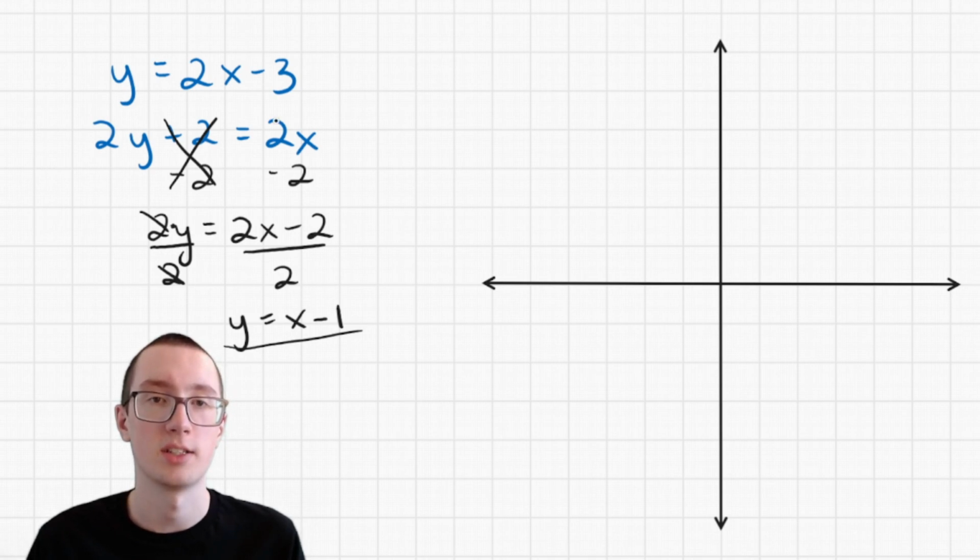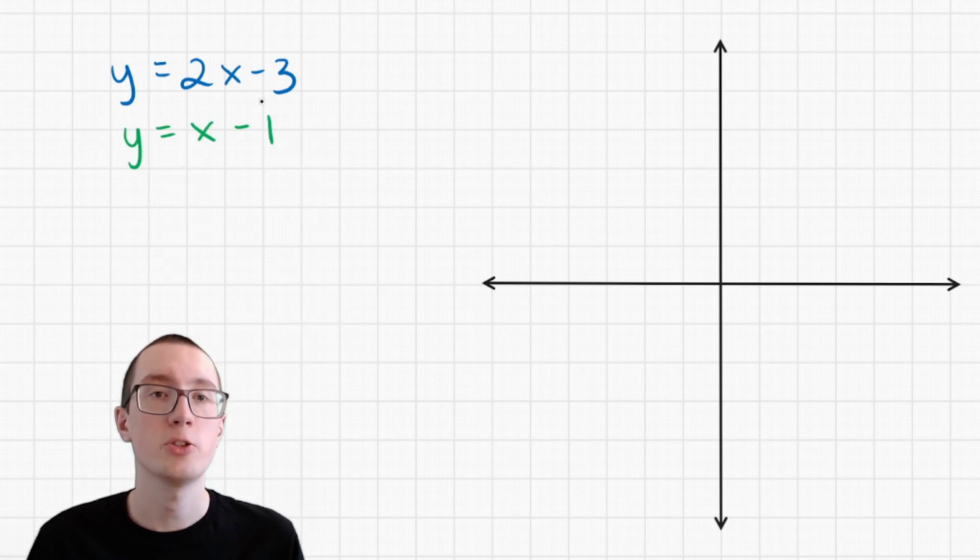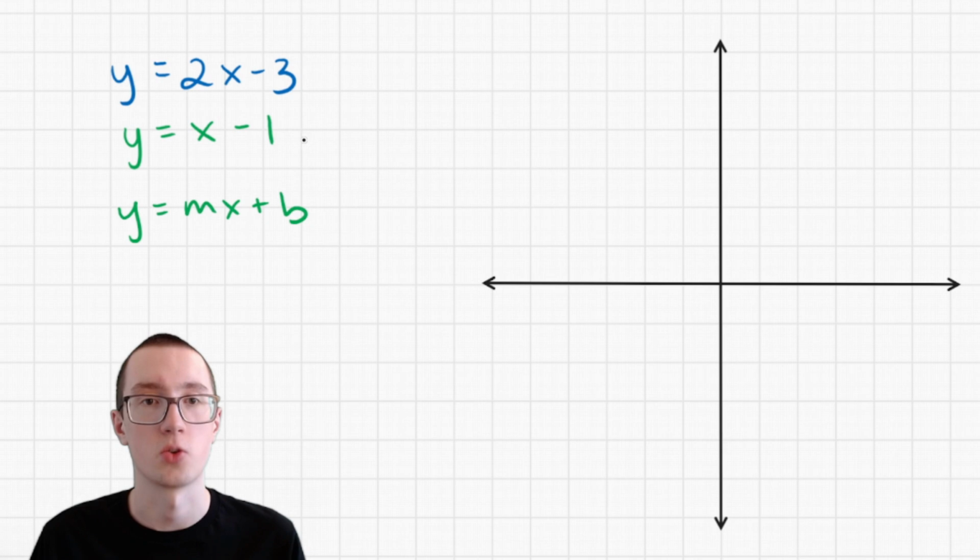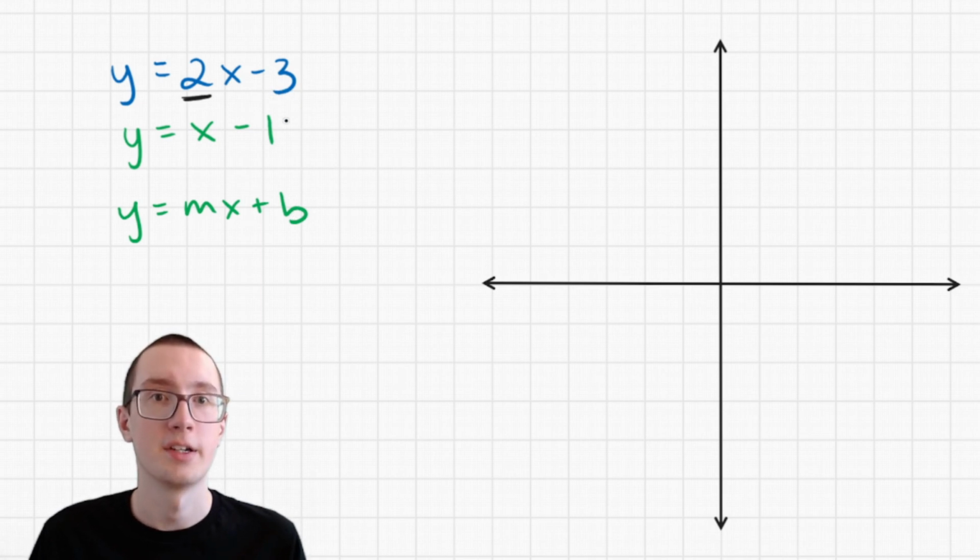So let's go ahead and replace this equation with our new one. So here's our new equation. Remember, this is equal to the old one, so we can do this. So let's go ahead and graph both of these. Remember that y equals mx plus b is slope-intercept form. So in this case, in our first equation, m, the slope, is going to be 2. And our y-intercept is going to be not 3, negative 3. You've always got to remember these signs. So let's go ahead and graph this.